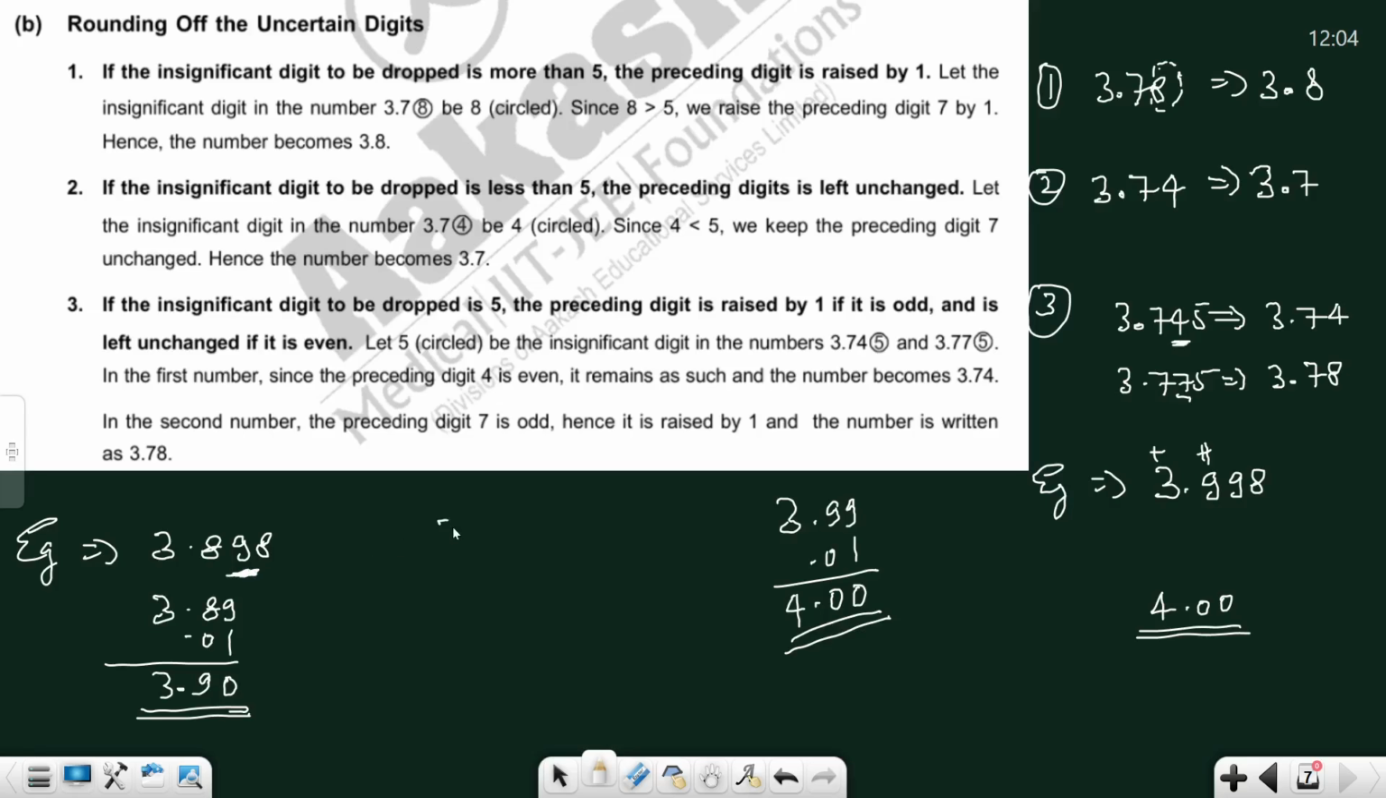Suppose you are having 3.88928, and the answer is to be up to 3 decimal places. So you will round off this figure, as this figure will become 3.8893. Now you will round off this figure as 3.889. Okay, done.